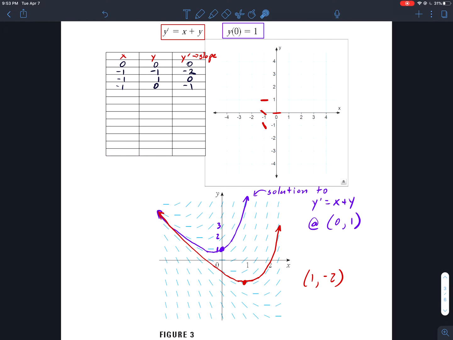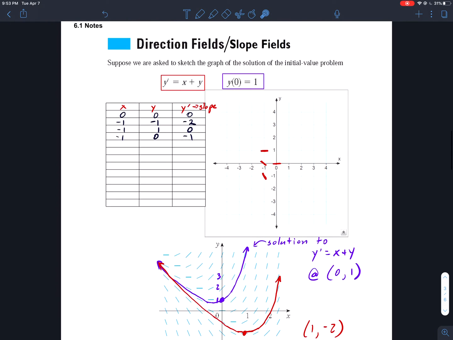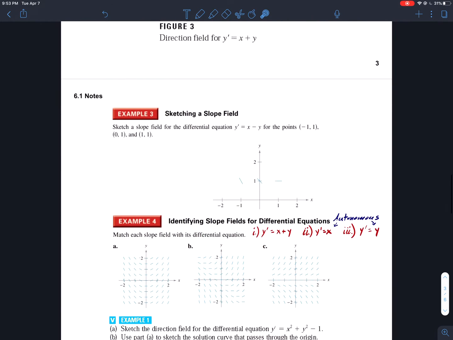All right, again, the red curve was just an extra example. It was not part of this problem. It did not ask you to draw this. The purple curve here was the only one they were asked to draw because they gave us 0, 1. So you create a table, you calculate your little mini slopes, you draw those mini slopes, and then if you're given an initial condition, you draw a solution curve through those values. All right, let's move on.